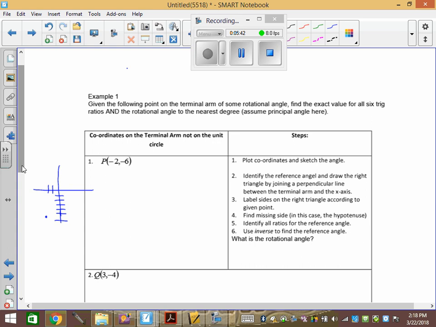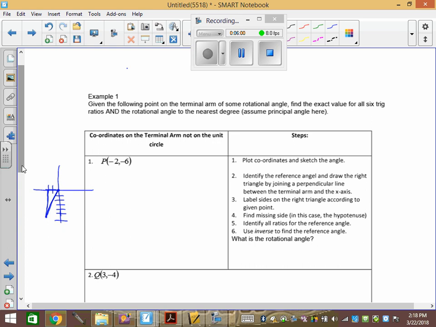So here's my point, and my terminal arm always comes from the x-axis from 0, 0, correct? And we always draw our triangle towards the x-axis, just like our reference angles. We never ever draw our triangles towards the y. So here's the triangle in here.